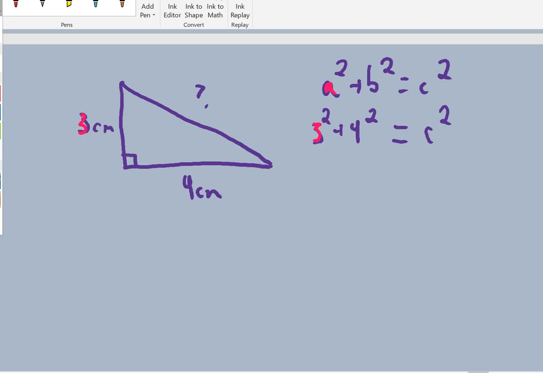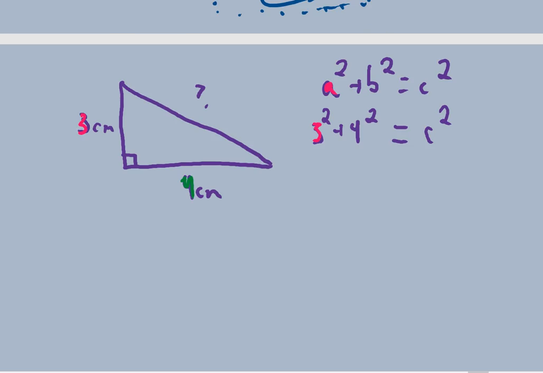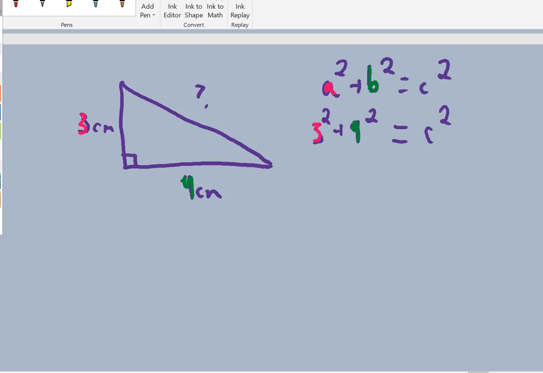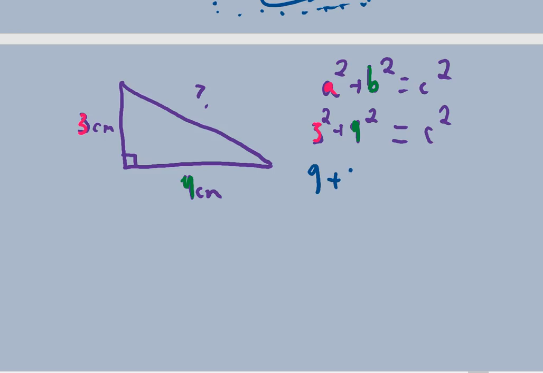Now I'm going to take this 4 and put it in here for B. And now I'm going to solve for C. So I'm going to simplify this. 3 squared would give me 9. 4 squared would give me 16. That's going to give me C squared.